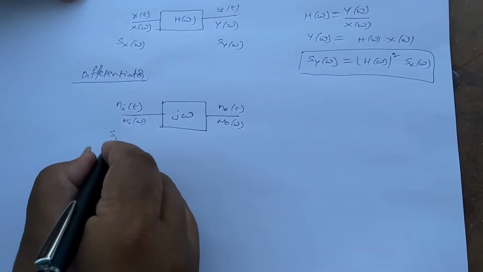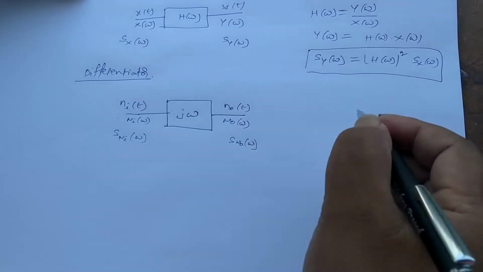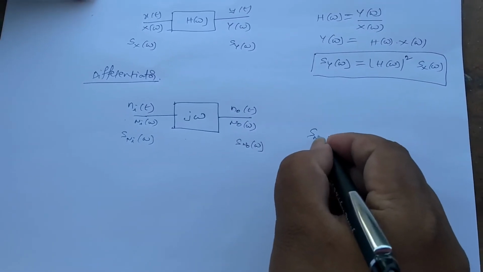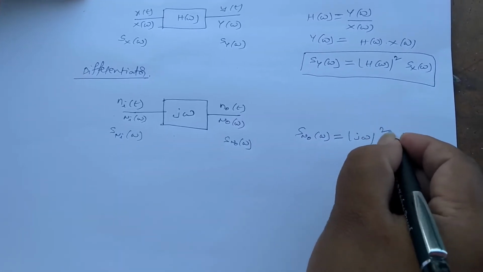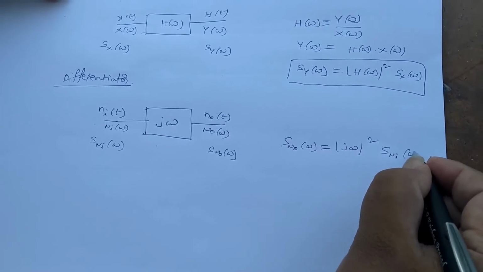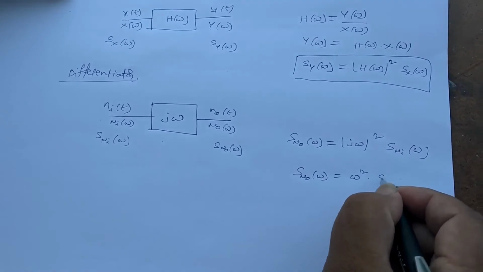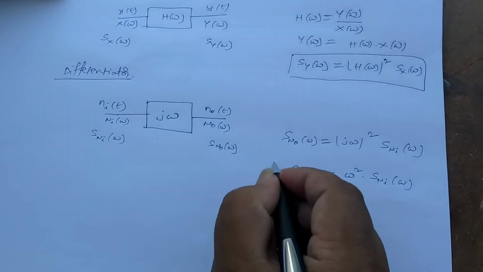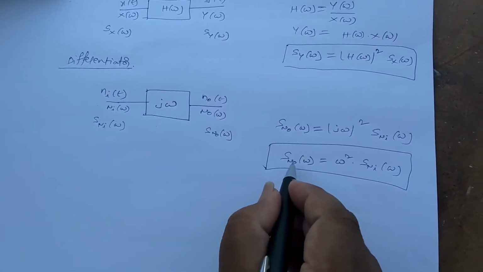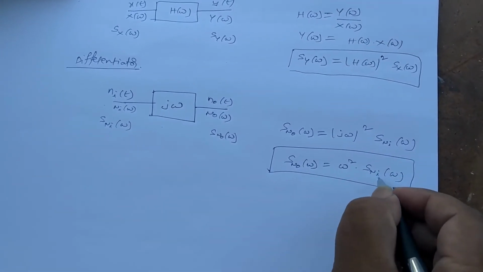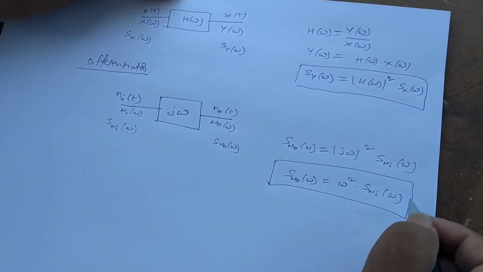Now my requirement is to find the input power spectral density and the output power spectral density. According to the previous notation, the output power spectral density S n naught of omega is equal to the magnitude squared of j omega times S ni of omega, or simply S n naught of omega is equal to omega square into S ni of omega. This is the relation for a differentiator or demodulator representation. The output power spectral density is equal to omega square into S ni of omega, where S ni of omega is the input power spectral density.